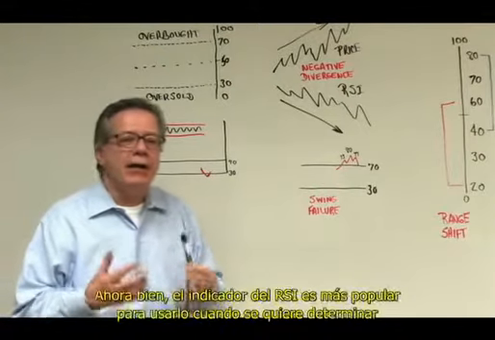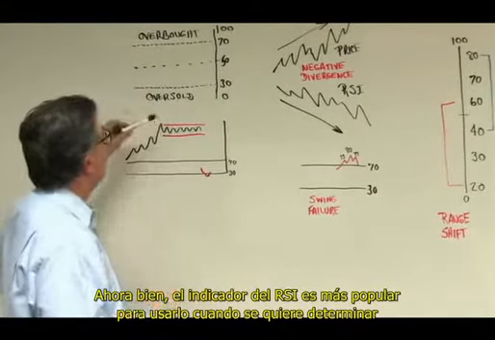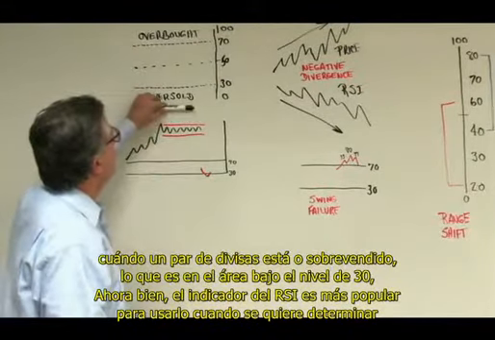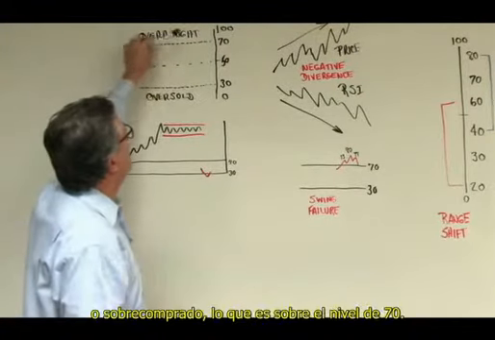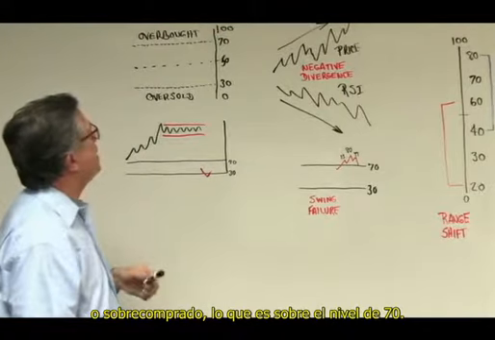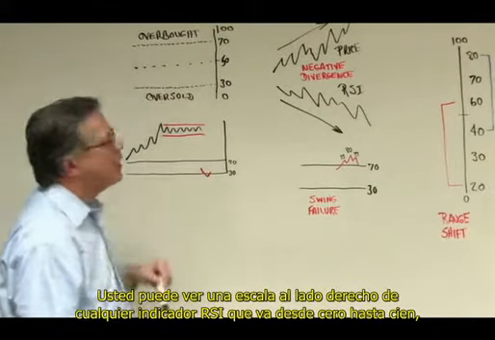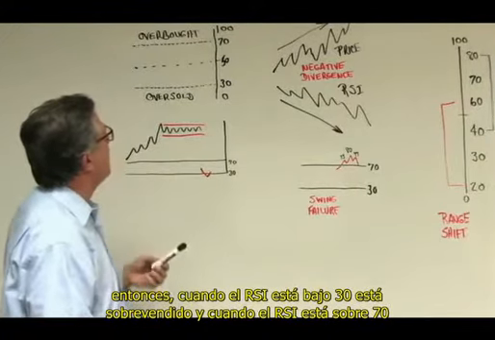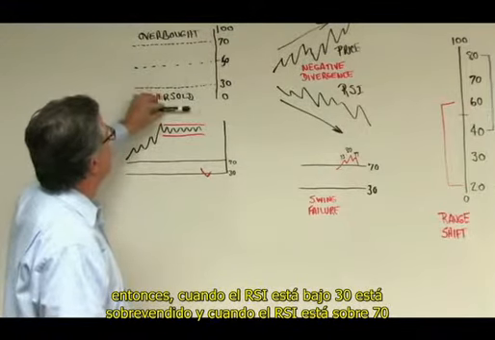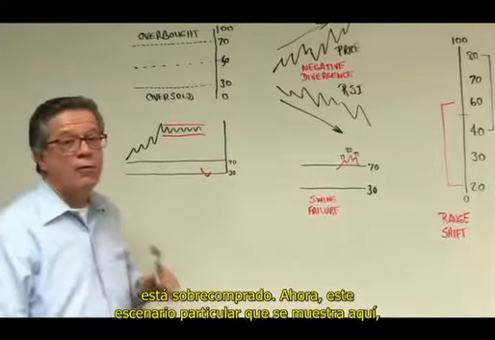Now the RSI indicator is most popularly used to determine when a currency pair is either oversold, which is in that below 30 area, or in the overbought area, which is above 70. And you can see a scale on the right-hand side of any RSI indicator that goes from 0 at the bottom to 100 at the top. So when the RSI is below 30, oversold. When the RSI is over 70, overbought.